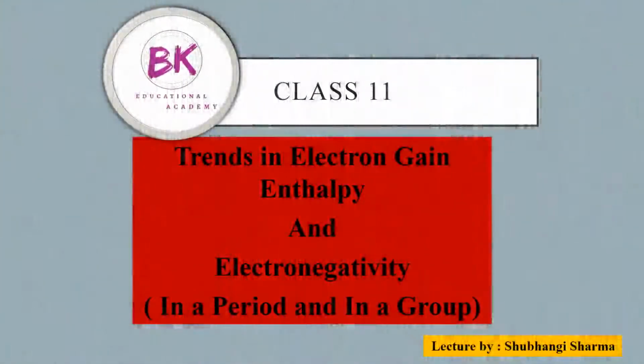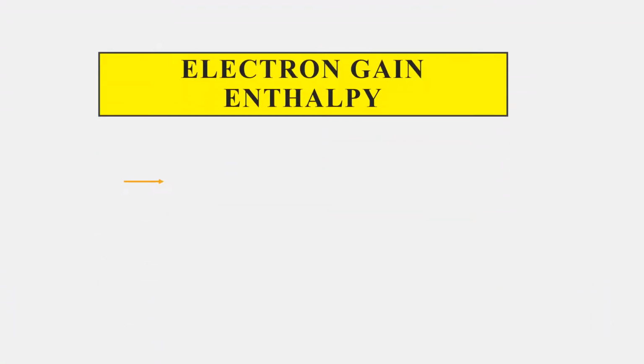Welcome students. In this part I am going to start the trends in electron gain enthalpy and electronegativity in a period and in a group. As in our previous video we have discussed the trends in ionization enthalpy. So today we will discuss the trends in electron gain enthalpy and electronegativity. So let's start. So first is electron gain enthalpy.